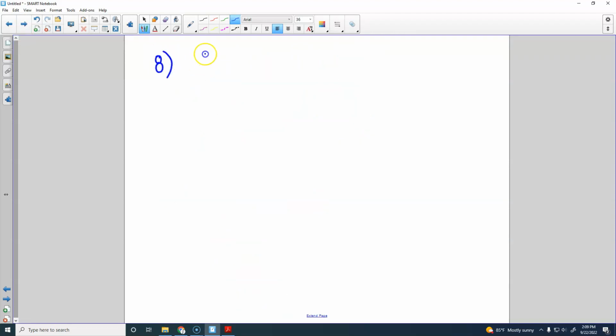8, we have A equals H times B plus C. And they tell us to solve for B here. So we are trying to get rid of that B. What do you guys think we should do first?